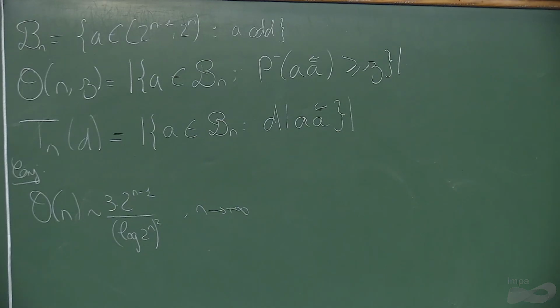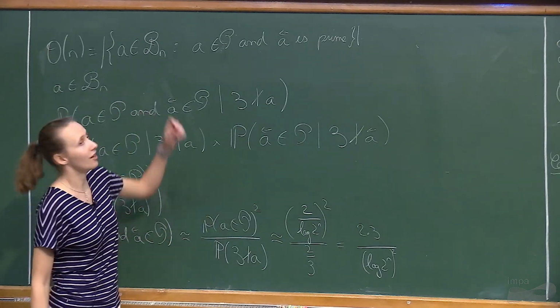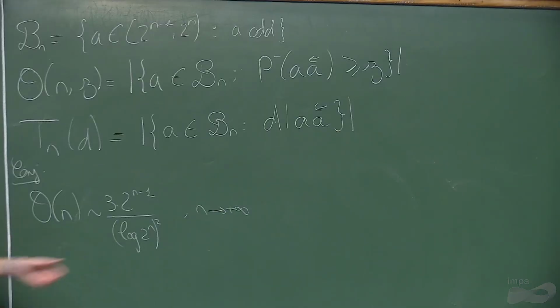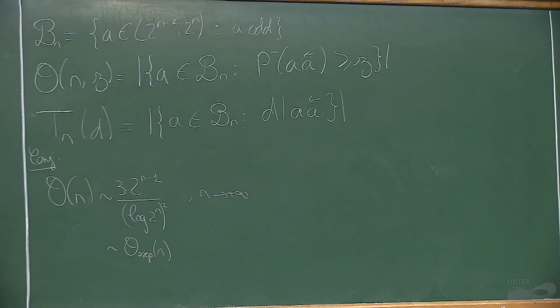And so to express this probability here that A is prime, if you use the Li function, you get exactly this quantity theta exp of n, which is of course equivalent to what I said. Okay, so this is our conjecture, and this agrees with the value of theta of n that we could compute.